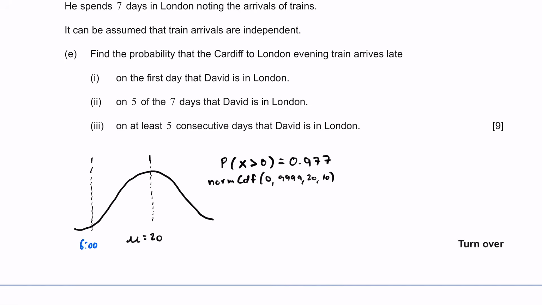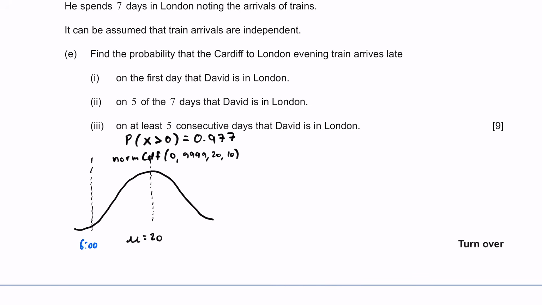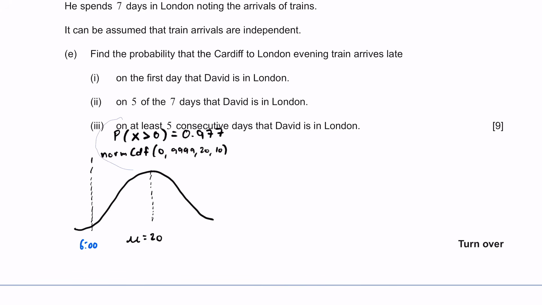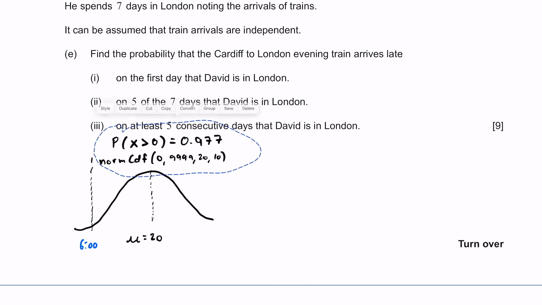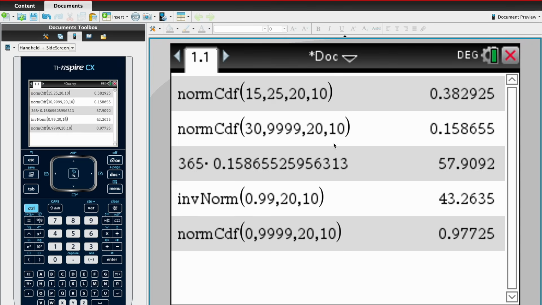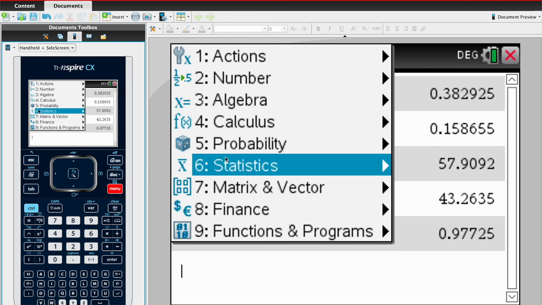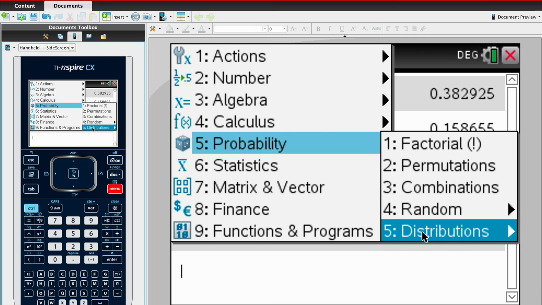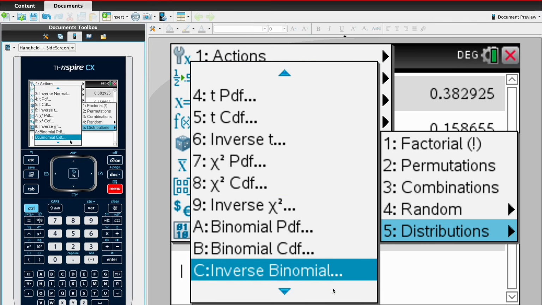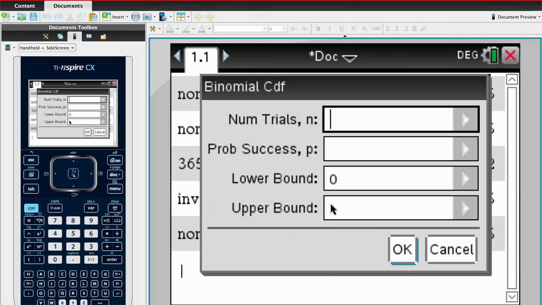I'm going to move this, if I can, up here, and then we'll work this out on the calculator and find this binomial. Okay, so here's question E1, and now let's go to E2. So we've got a binomial. Let's go to the calculator. Menu, probability, distributions, and in this case we want to go to binomial CDF.